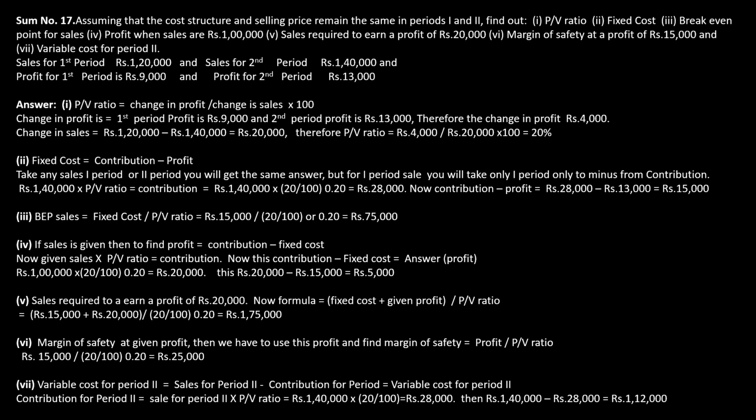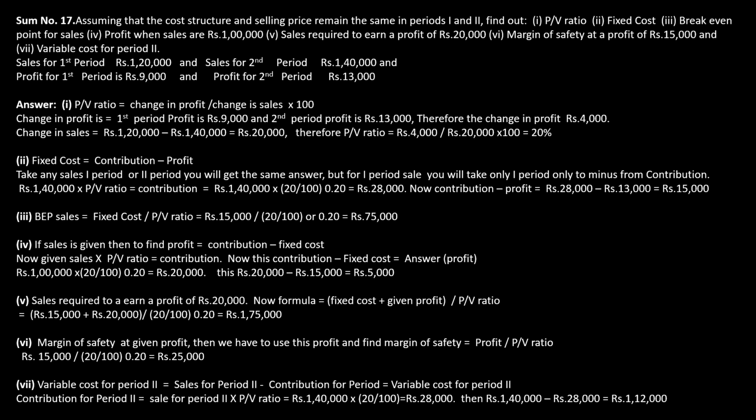Now how am I about to find the contribution? To find the contribution, we can take any sale for that matter. We have 2 sales given here, either the first sales or the second sales. Any sale we can take. So let me assume I'm going to take the second sale, rupees 1,40,000. The sales into PV ratio will give me 28,000 rupees, and using this, contribution minus my profit. What profit am I supposed to take? I have 2 profits over here, 9,000 rupees and 13,000 rupees.